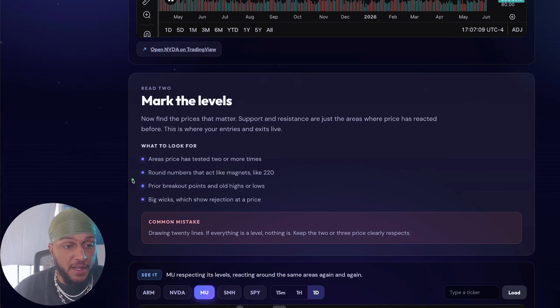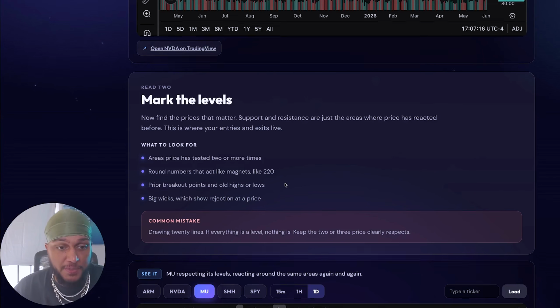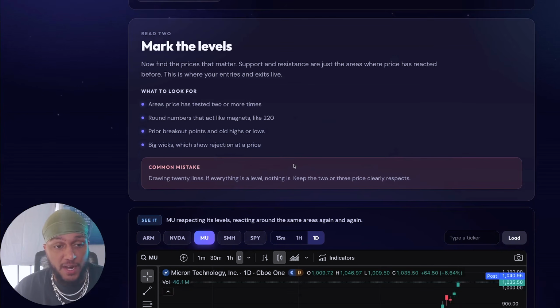Again, this is a big one: prior breakout points or old highs or lows. That's typically how I draw my key levels and how we draw levels inside of option drops. And number 4 to look for: big wicks that show rejection at a certain price.